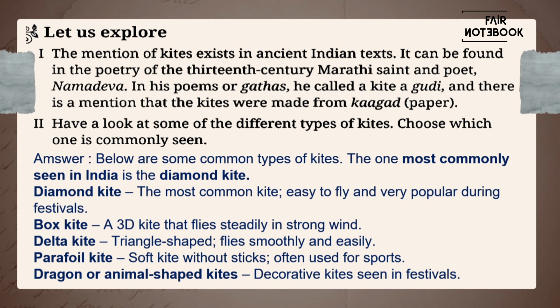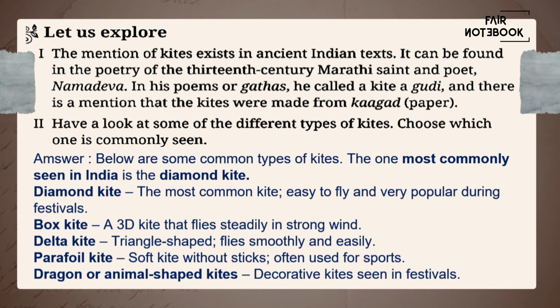Choose which one is commonly seen. Answer: below are some common types of kites. The one most commonly seen in India is the diamond shape. Diamond kite. The most common kite, easy to fly and popular during festivals.